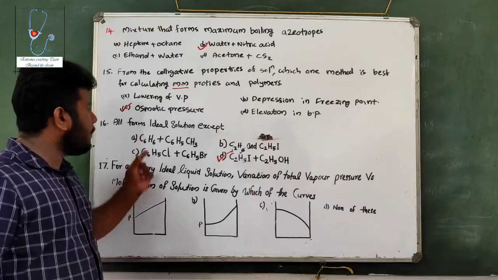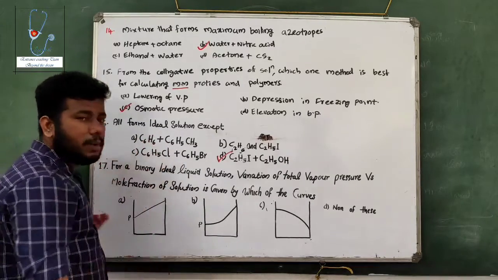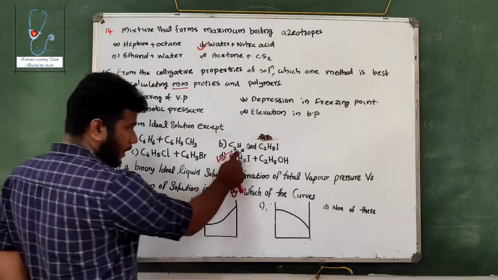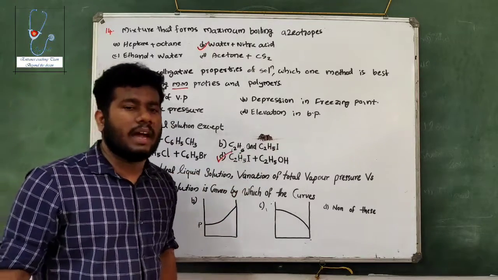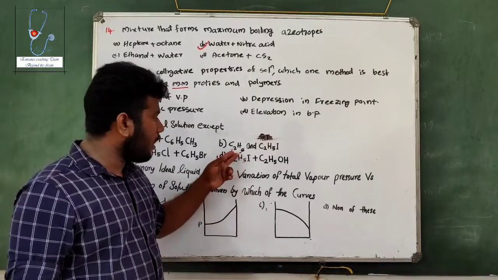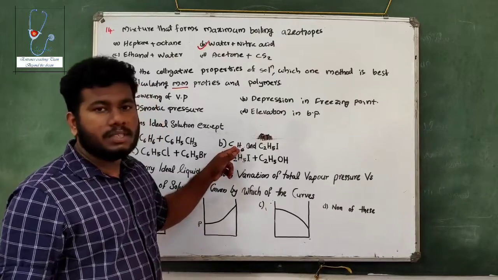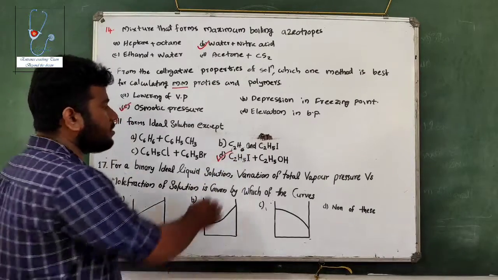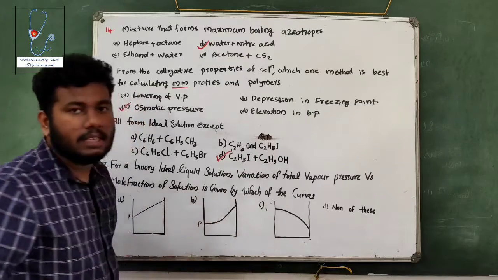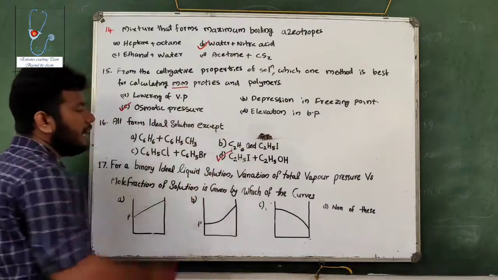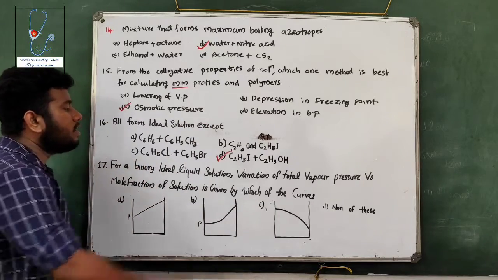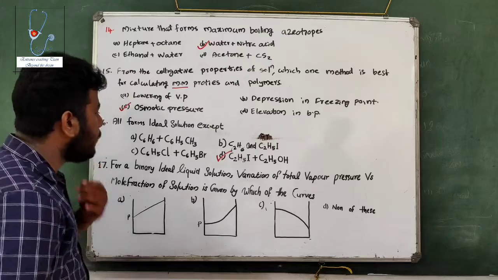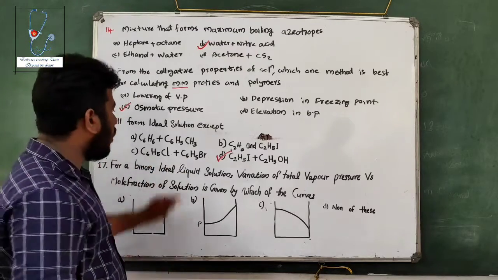Let's discuss the options. Option A, benzene plus toluene. C6H6 is benzene and C6H5CH3 is toluene. So benzene and toluene form an ideal solution. Second one, C2H6 and C2H5I. Just a change in the option here, an error from my side. C2H6 is ethane and C2H5I is ethyl iodide. This forms an ideal solution. Third one, C6H5Cl and C6H5Br. C6H5Cl is chlorobenzene and C6H5Br is bromobenzene. Chlorobenzene and bromobenzene form an ideal solution.